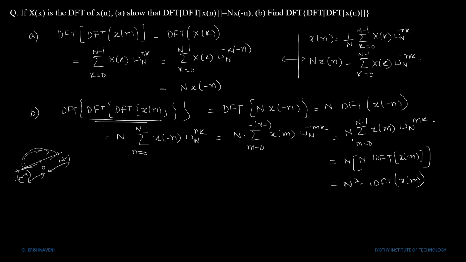Got it? So n is anyway there, so n into, now this formula and this formula are equivalent, and that means this formula is equal to n into x of n, where x of n is IDFT of X of k. So that's why, because these two formulas are equivalent, from this formula I'll get IDFT of X of m. So DFT of X of k is equal to n square into IDFT of X of m.